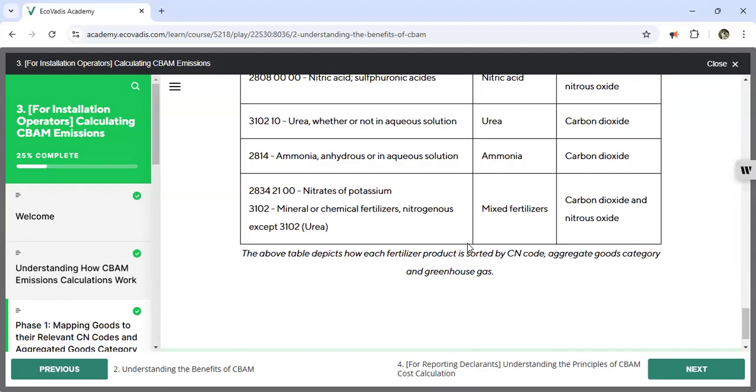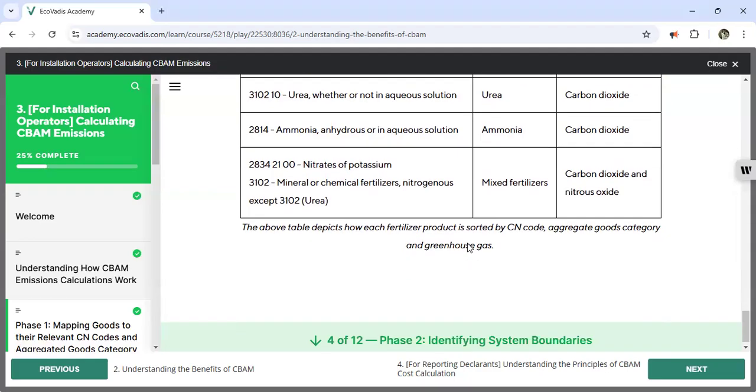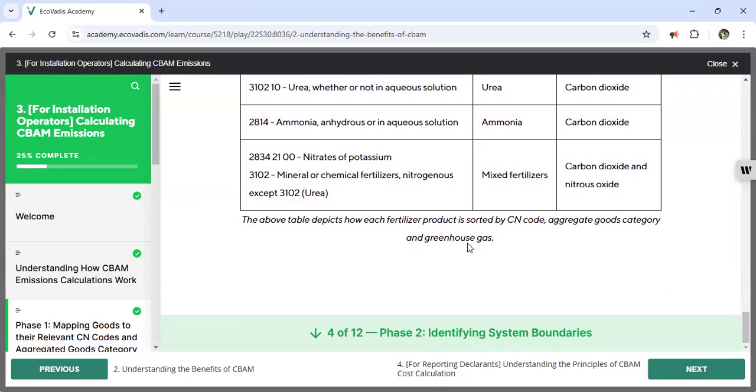2834-2100. Nitrates of potassium. 3102. Mineral or chemical fertilizers, nitrogenous, except 3102. Urea. Mixed fertilizers. Carbon dioxide and nitrous oxide. The above table depicts how each fertilizer product is sorted by CN code, aggregate goods category, and greenhouse gas.